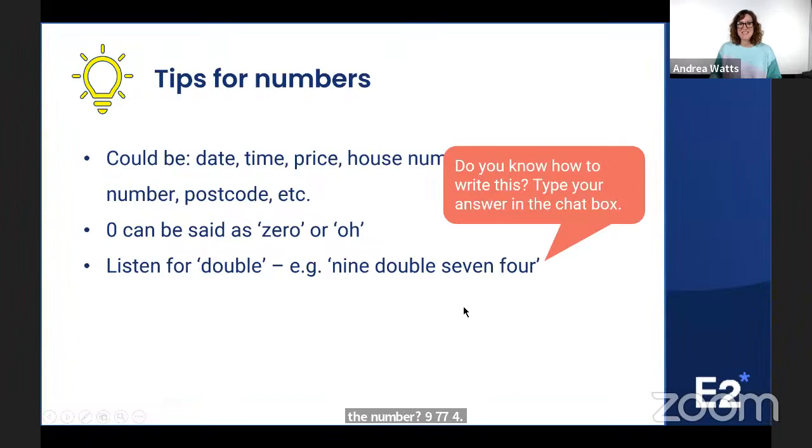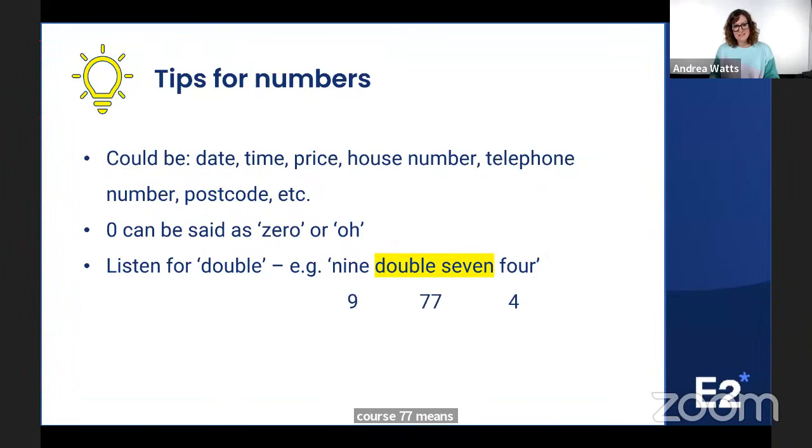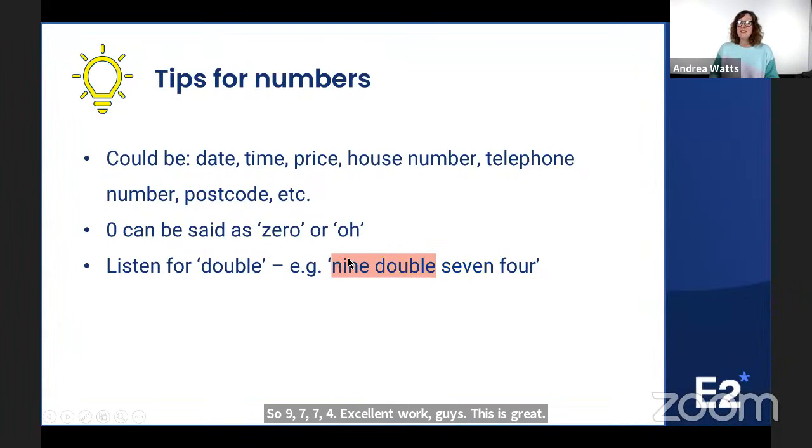Lots of correct answers there. Excellent work. Because, of course, 77 means double the number that comes after it. So 9774. Excellent work, guys. This is great. Remember, double doesn't mean the number that comes before it. It's always the number that comes after.